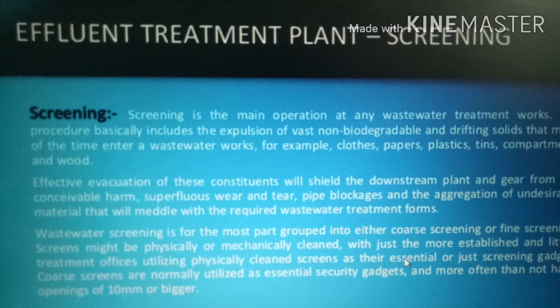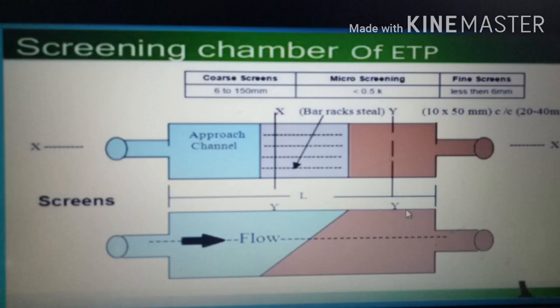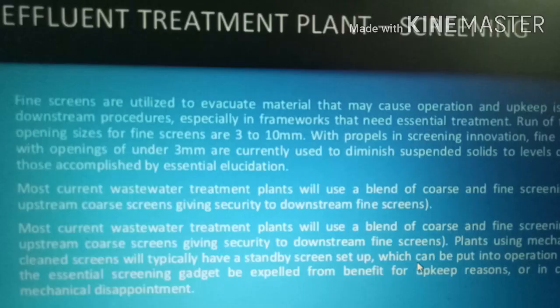In the screening chamber of ETP, there is a coarse screen of 6 to 150 mm, micro screening is less than 0.5, and fine screens are less than 6 mm. Like that, bar screens of steel, 10 into 50 mm and 20 to 44 mm. There is a flow rate also available in the screening chamber of ETP. In effluent treatment plant screening, fine screens are used to remove material that may cause operation and maintenance issues in the downstream process.